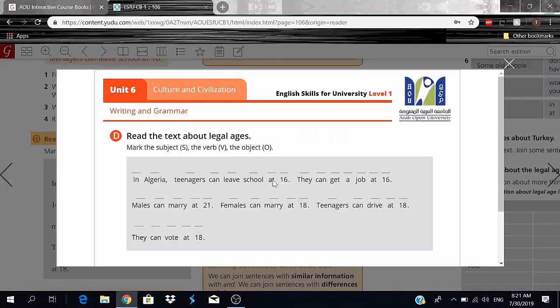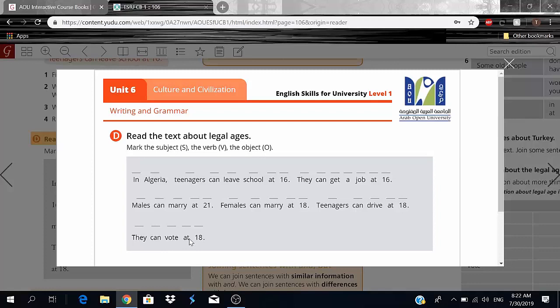Okay, so let's actually read this first once, and then we'll add the subject, verb, and object. So, in Algeria, teenagers can leave school at 16. They can get a job at 16. Males can marry at 21. Females can marry at 18. Teenagers can drive at 18. They can vote at 18. Okay, so that was simple enough.